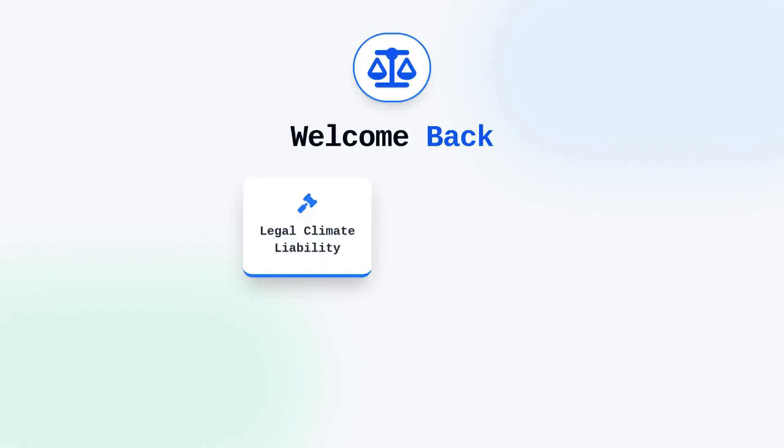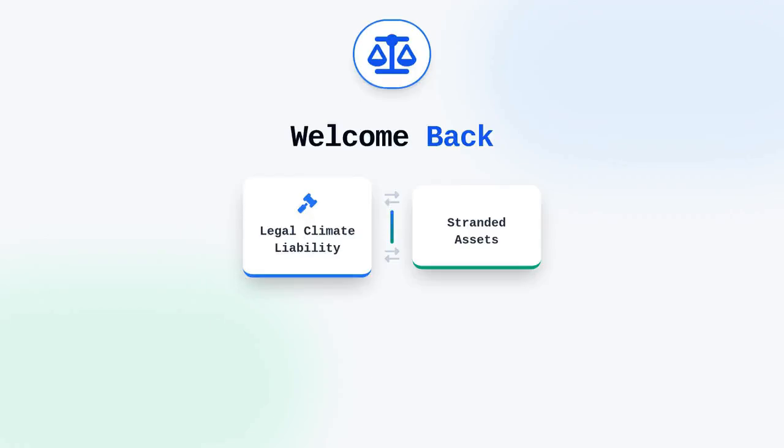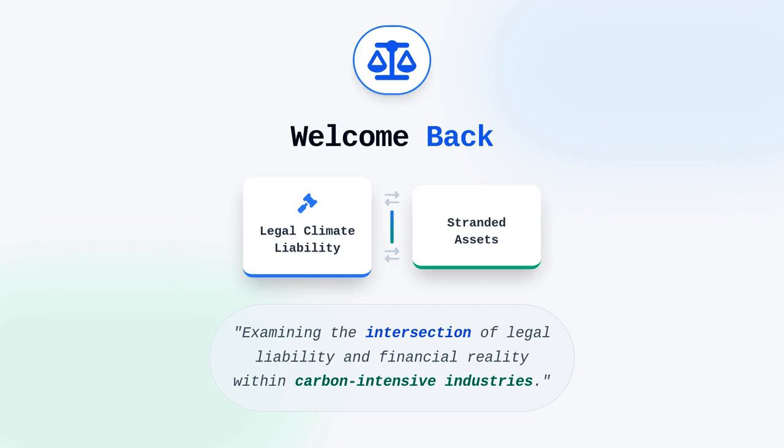Welcome back. In this session, we will examine the intersection of legal climate liability and the financial reality of stranded assets within carbon-intensive industries.